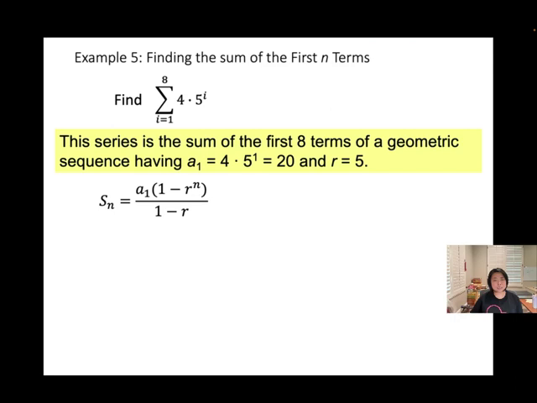Okay, so n equal to 8, plug it in, simplify it.